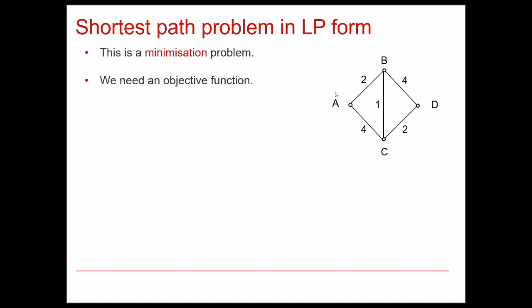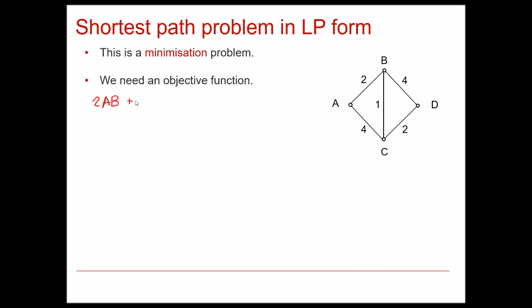So if AB is on the shortest path, then that will give us a contribution of 2. If it's not in the shortest path, then it will give us a contribution of 0. So if we write 2AB, 2 times the value of AB, remember AB is only either 0 or 1, so if AB is 1, then we'll get a 2 added to our objective function. If it's 0, then we'll get nothing added to our objective function.